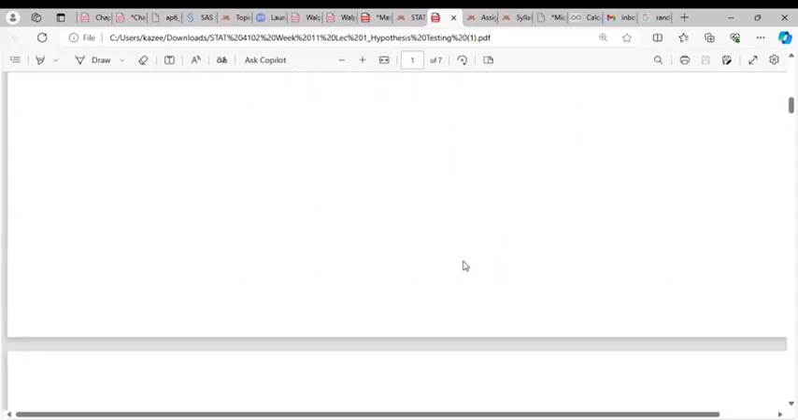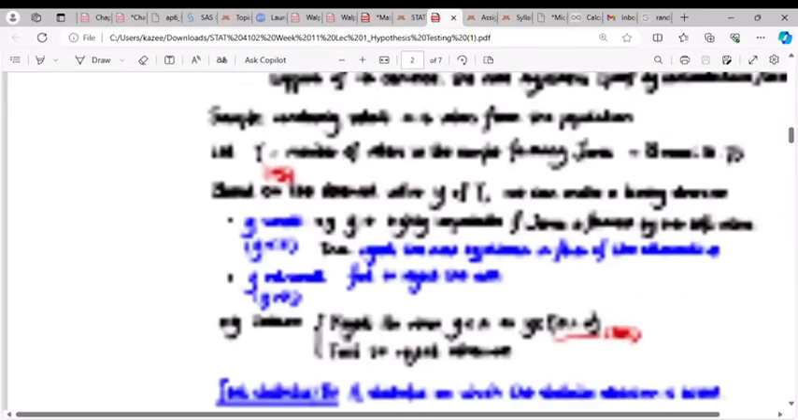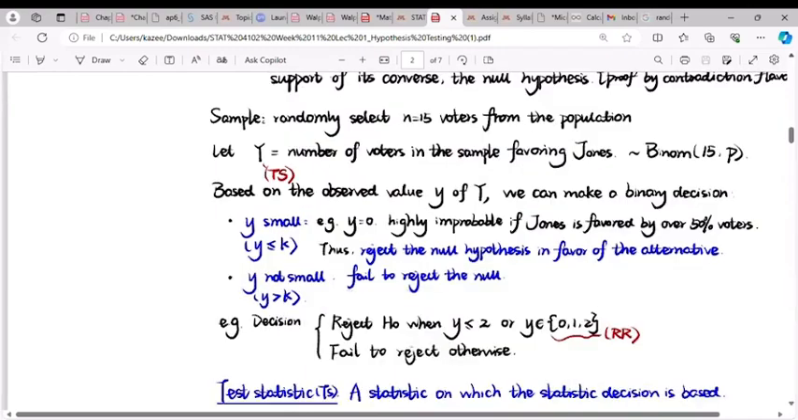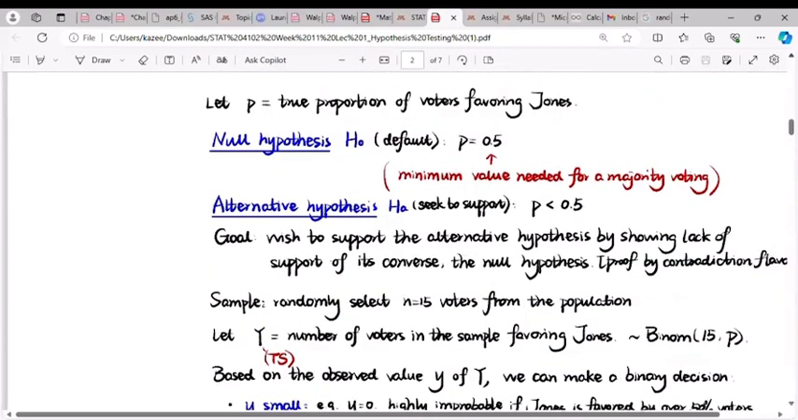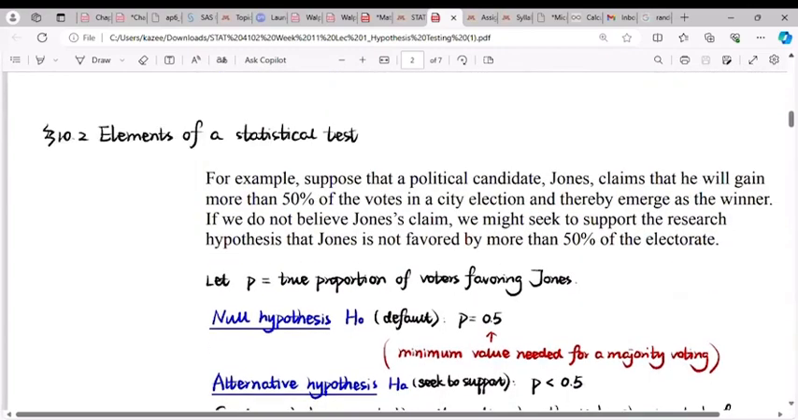Now I want to move right now to the elements of a statistical test. We want to have an example.